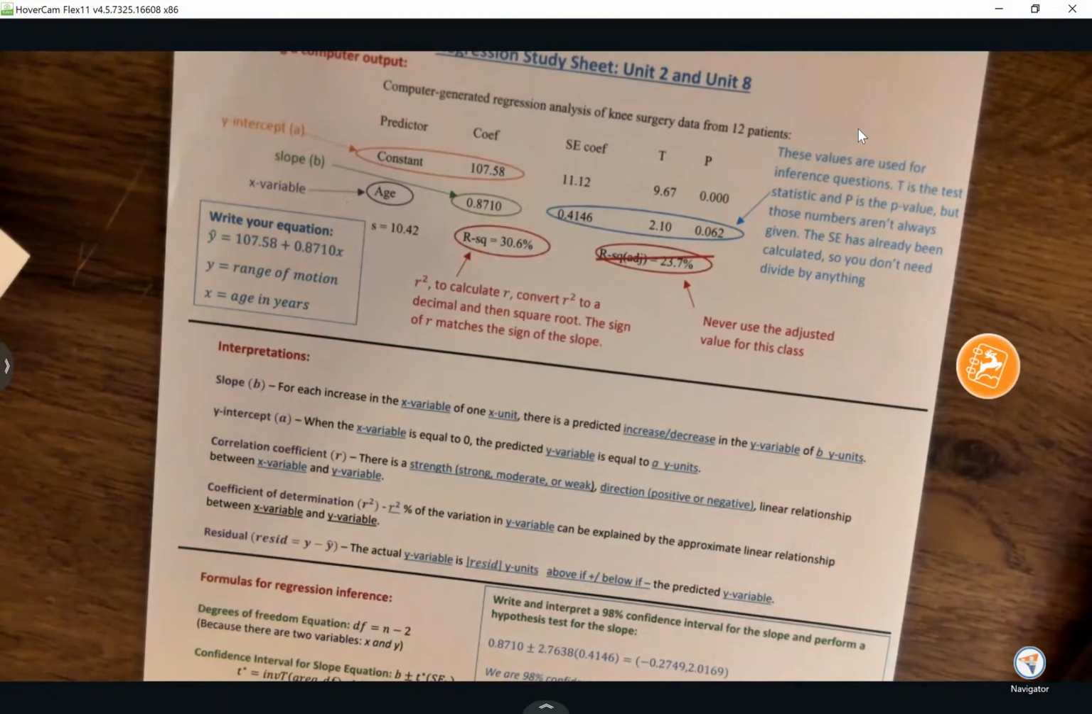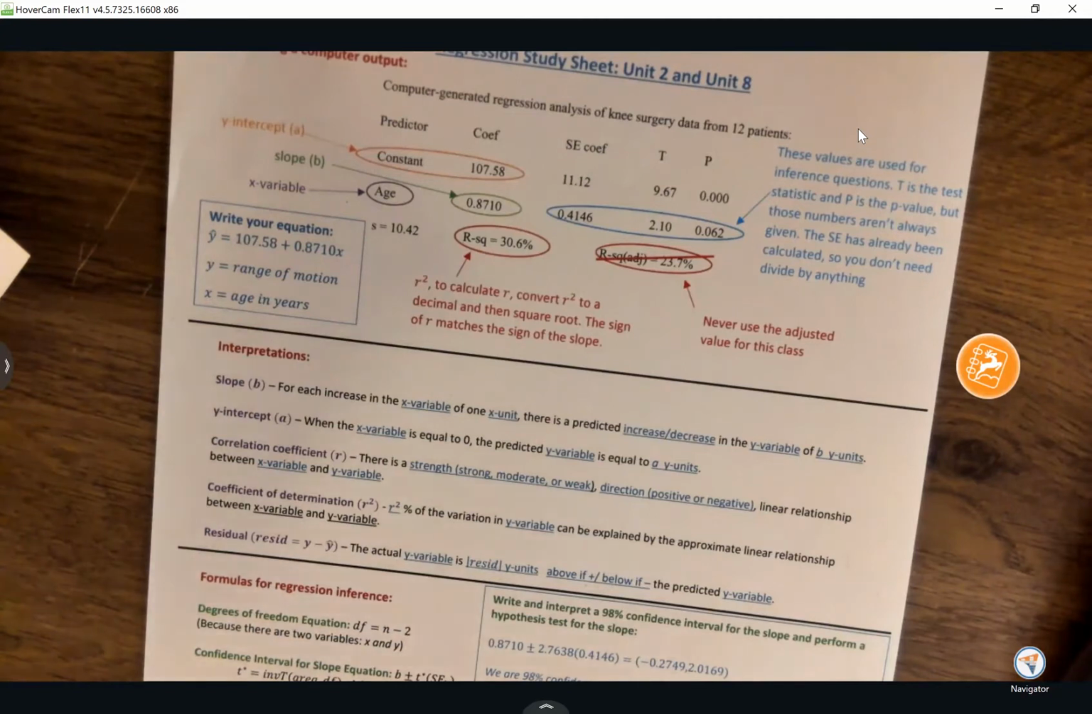Then y-intercept. When the age in years is equal to 0, the predicted range of motion is equal to 107.58 degrees. Now, there's nobody who's 0 years old who's having the surgery, so that's probably beyond our scope of data. The y-intercept would probably not be relevant in this case.